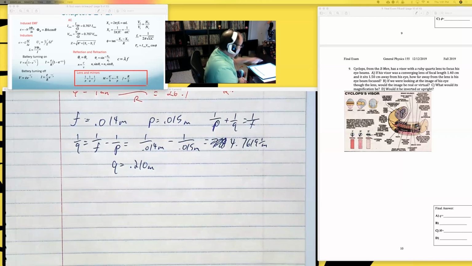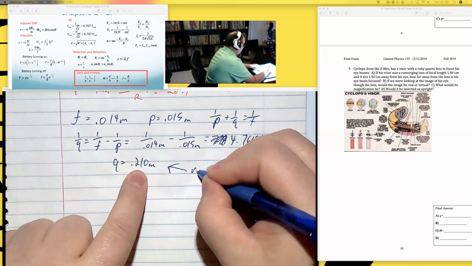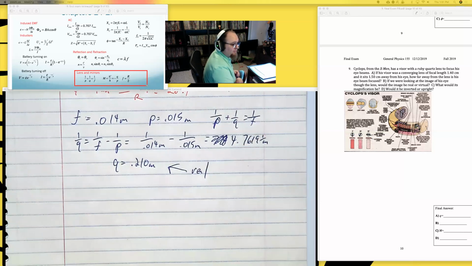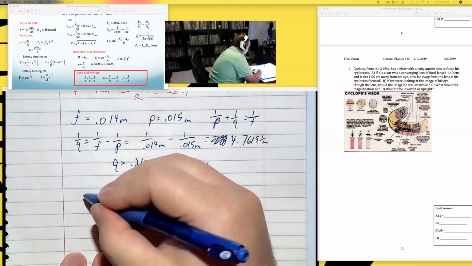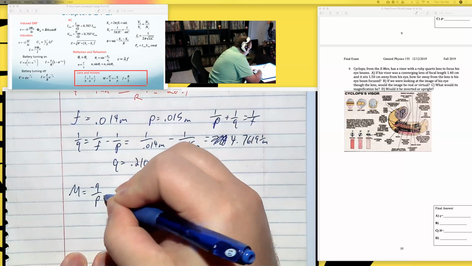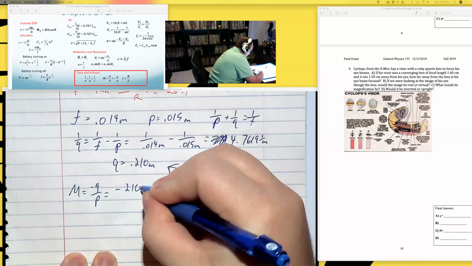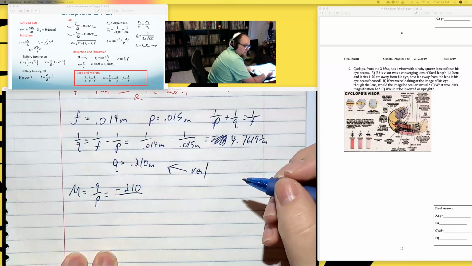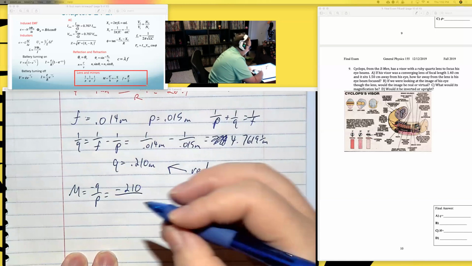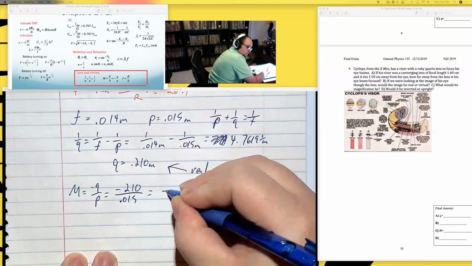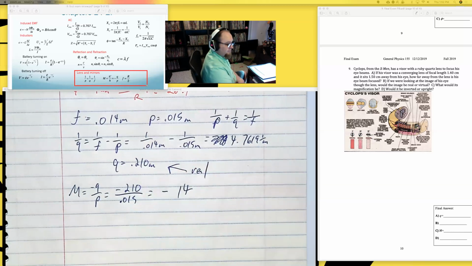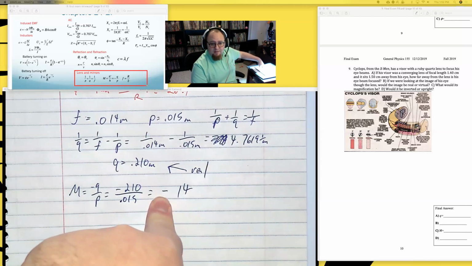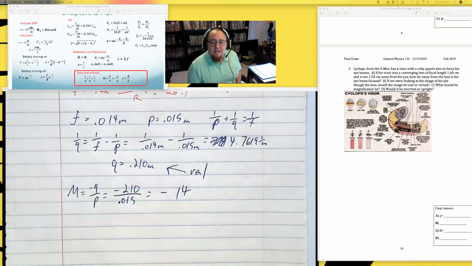Is it real or virtual? That's a positive number. If Q is a positive number, it's real. If Q is negative, it's virtual. What's the magnification? What was P again? 0.015. Is it inverted or upright? It's inverted. I know it's inverted because that's a negative number. It's magnified. It's bigger. It's 14 times bigger.